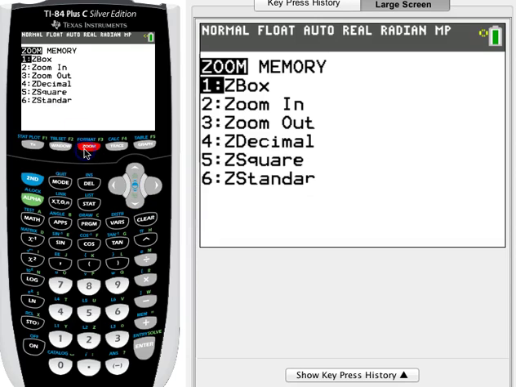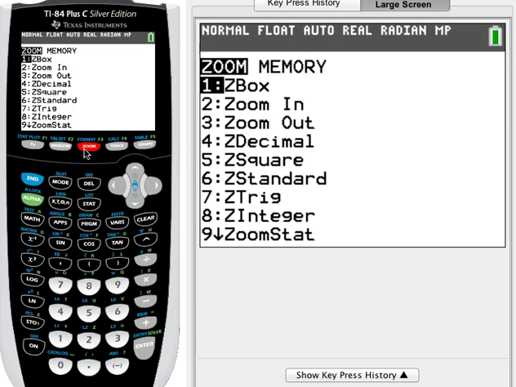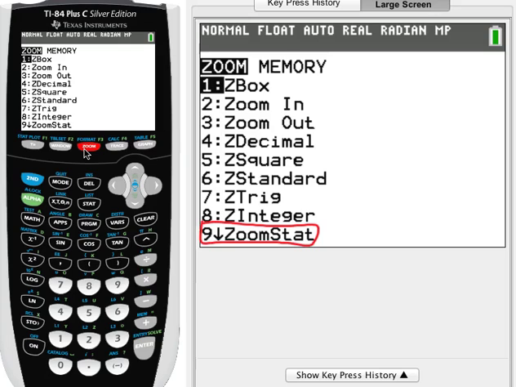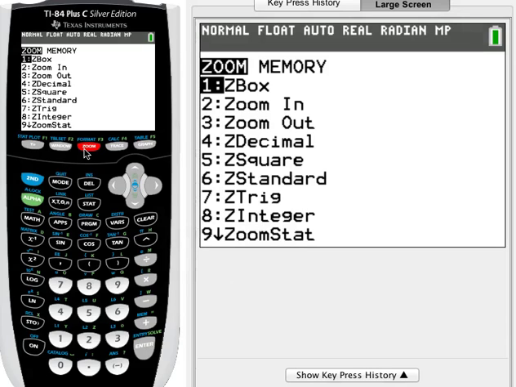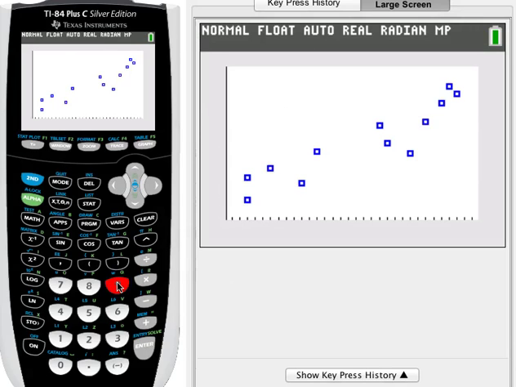If you go into zoom, notice this zoom 9 is called zoom stat, okay? That's the one that we're going to use because then the calculator will set the window for us. So just hit zoom 9 and you'll be able to see our data. There it is, all nicely laid out for us.